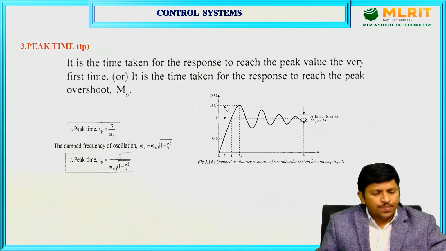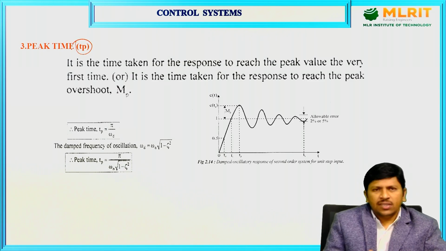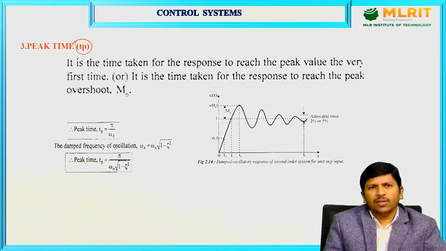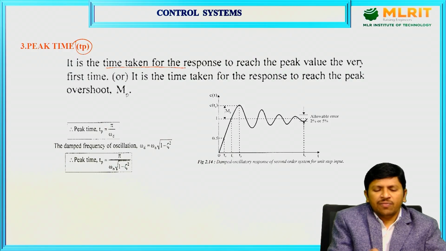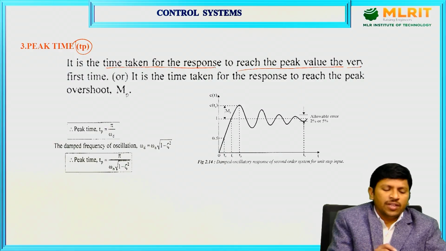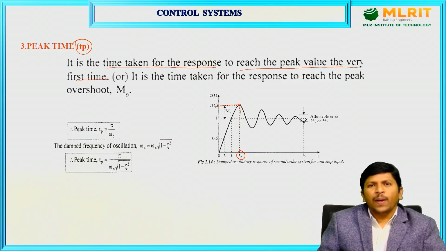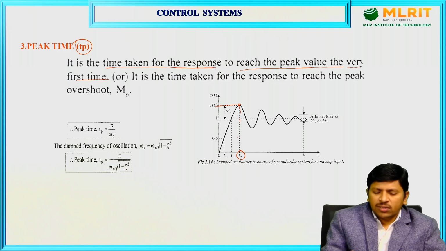Next, coming to the peak time, it is represented with T suffix p, and it is the time taken for the response to reach the peak value for the very first time. Here, observe, peak time Tp is from here to here. So peak time is the time taken for the response to reach the peak value, right?